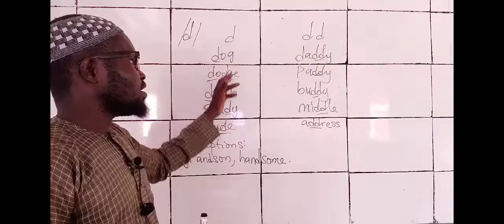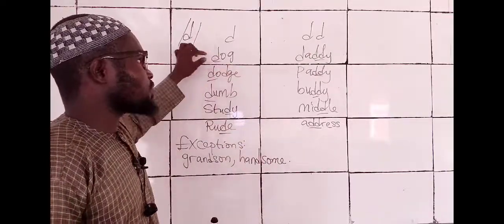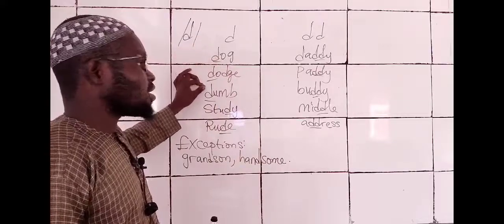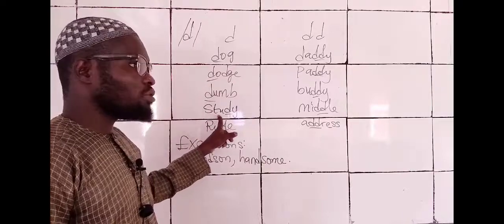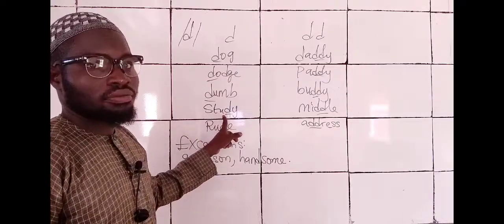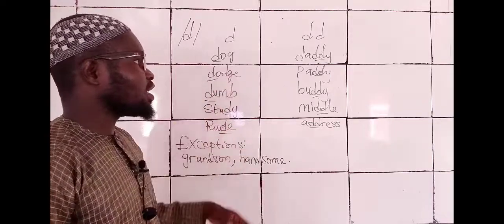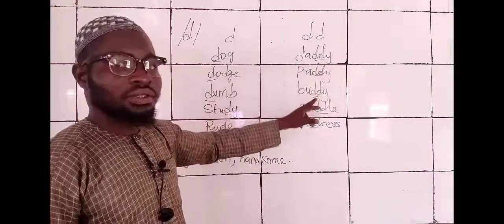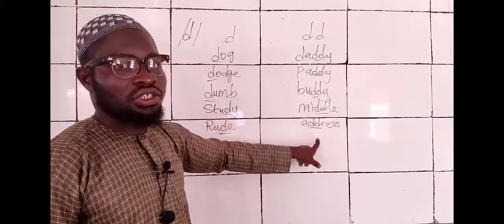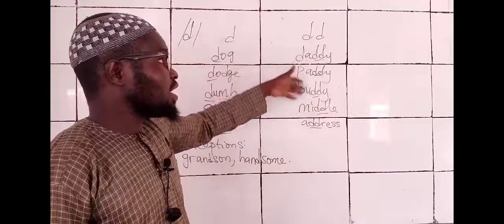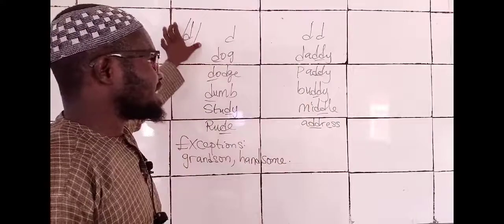So when you find letter D in words like dog, then it is to be realized. So in initial position you have dog, dirge, and dumb. Then in the medial position we have study. In end position we have rude. These are letter D. Then letters DD we have daddy, paddy, birdie, middle, and address. So letters DD, whenever they are found, they are to be realized as this sound.